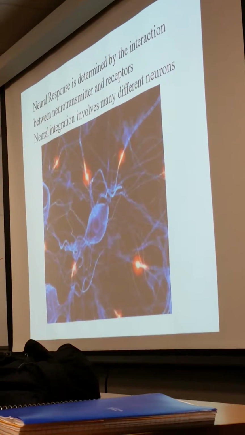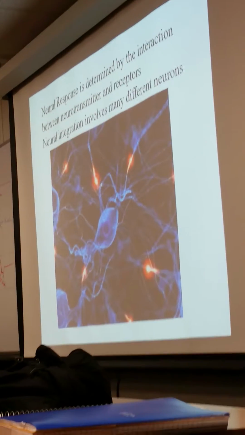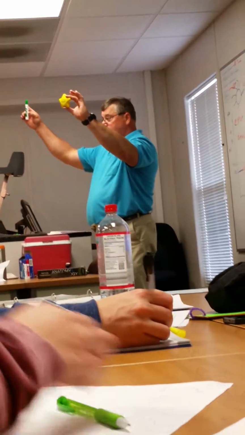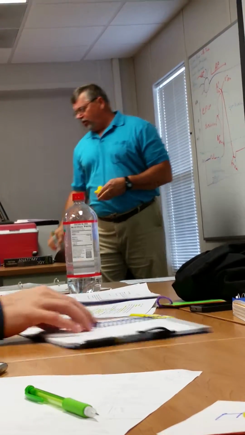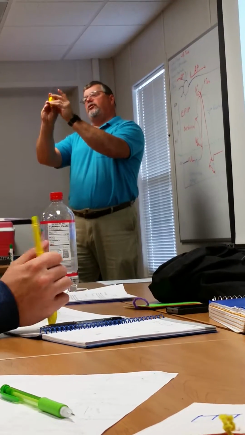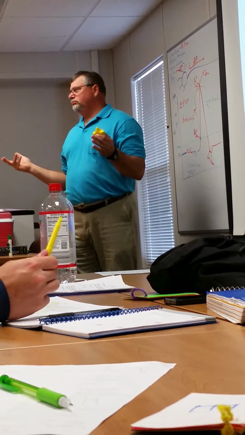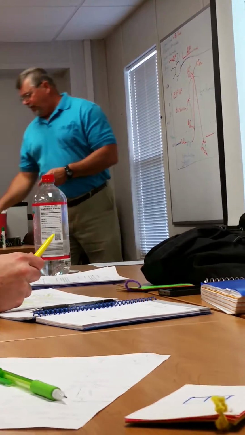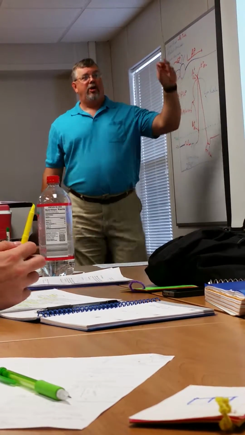Ultimately, the neural response is determined by two different things: which neurotransmitter is released, this one or this one, and who the receptor for it is. So the same neurotransmitter, let's say it's norepinephrine, there are some receptors that say, oh, norepinephrine, you're here, I'm excited. Norepinephrine, you're here, I'm inhibited. So it's the interplay between the receptor and the neurotransmitter that determines the ultimate response.